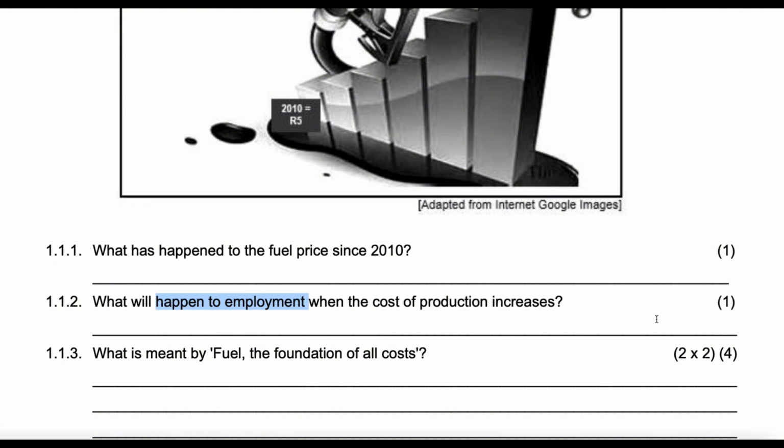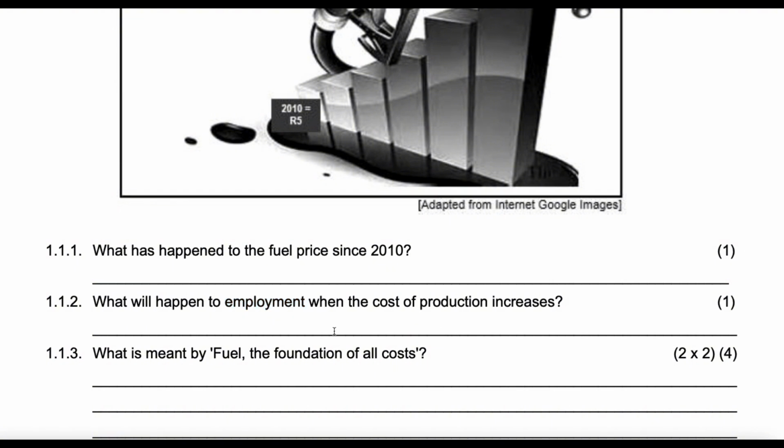Okay. In this case, we want to know the relationship between an increase in the cost of production and employment rates. So clearly, if I say the answer is it will decrease, then it means there's an inverse relationship between employment and the cost of production. So there's an inverse relationship between the two.